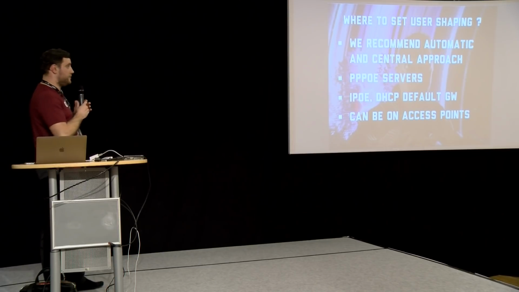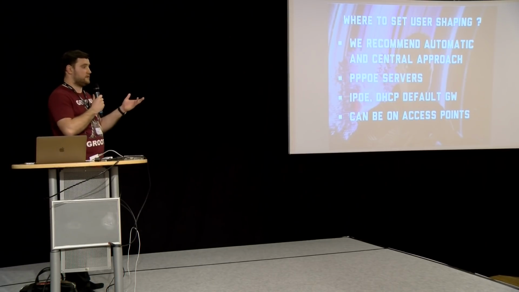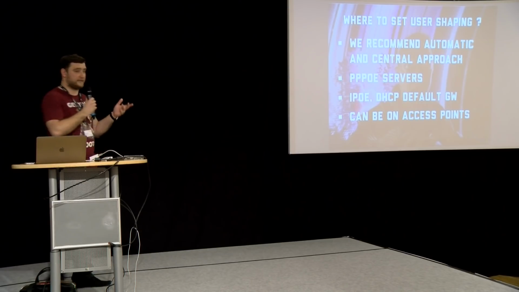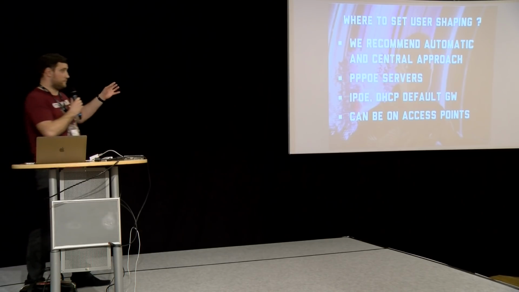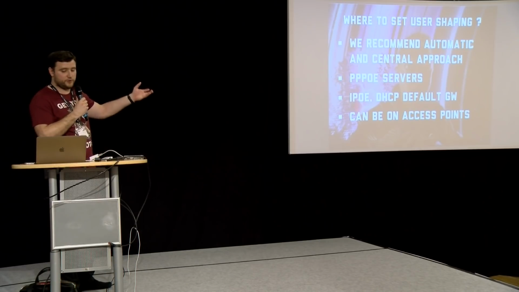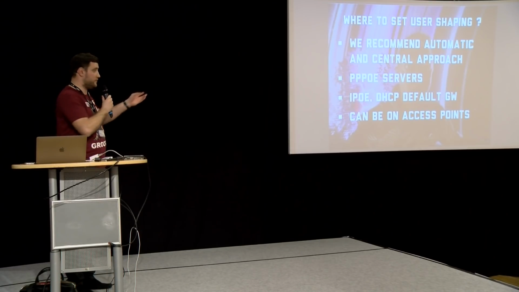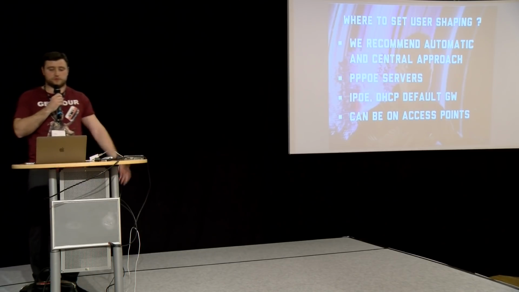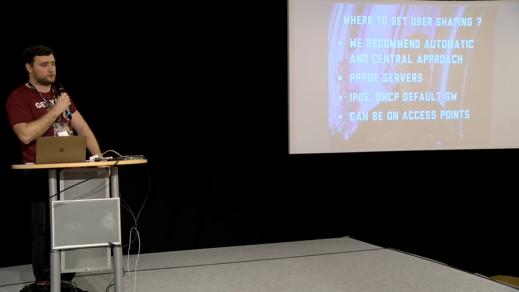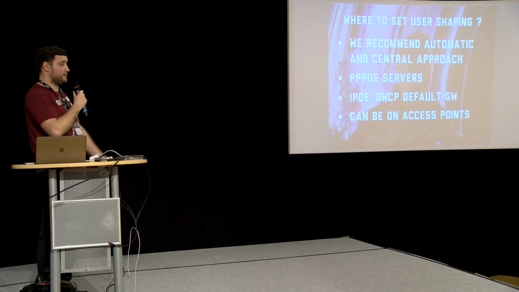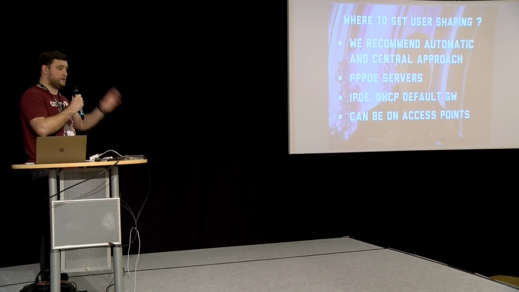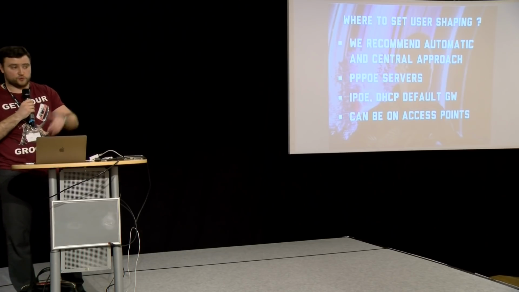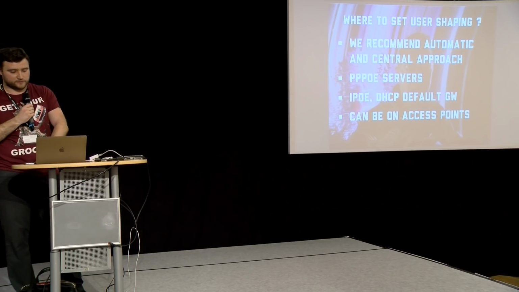And where to set up the user shaping, I recommend, and I think it's the industry standard, that you use an automatic and central approach. Use PPPoE servers, IPoE, DHCP default gateways, or it can also be done on the access point. Personally, I do not set up the queues on access points because all my access points run in bridge mode, and then it goes to the provider edge of the MPLS network. That's to improve the performance of the router itself.